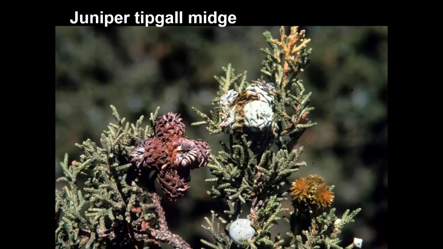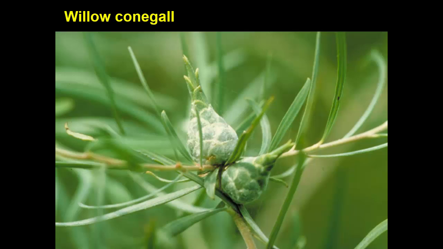Sometimes they hit new growth and cause it to stunt, which produces an unusual form that may look very different. In the case of these gall midges on junipers, they affect the tip growth, and so the tips don't normally elongate, but instead they swell, and it looks rather flower-like.